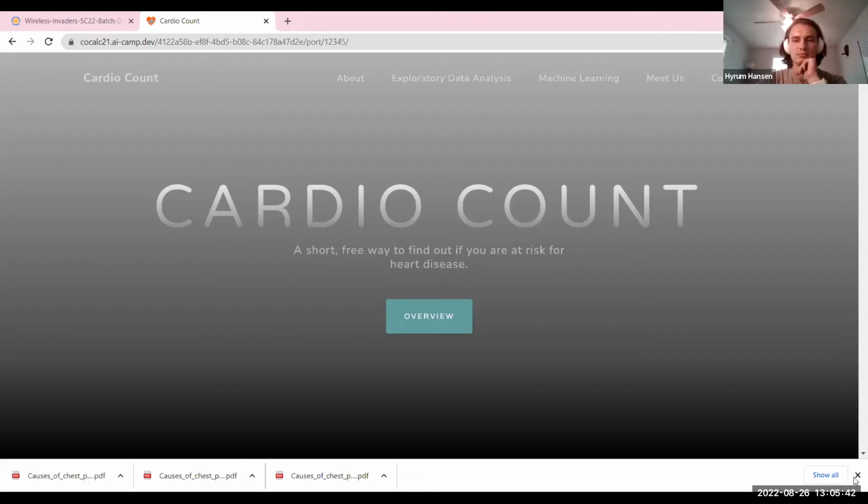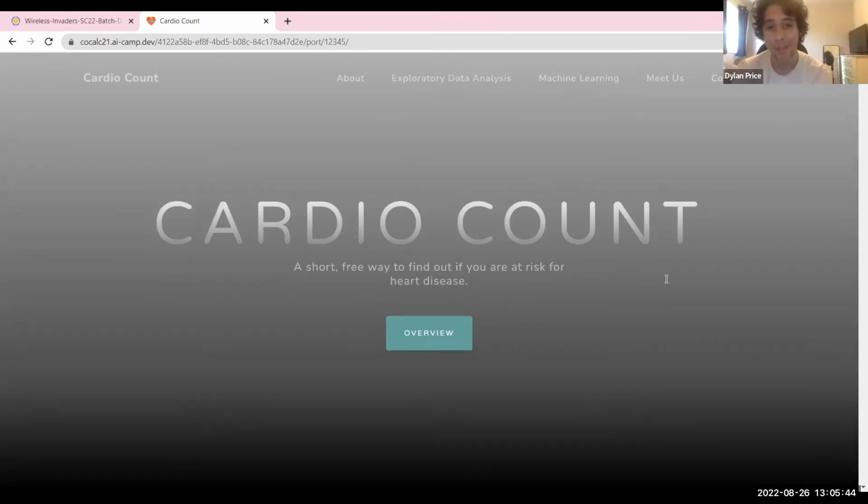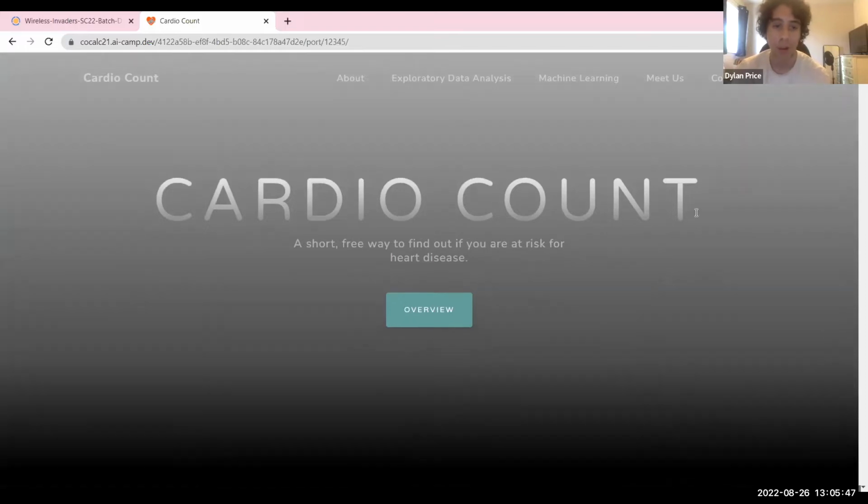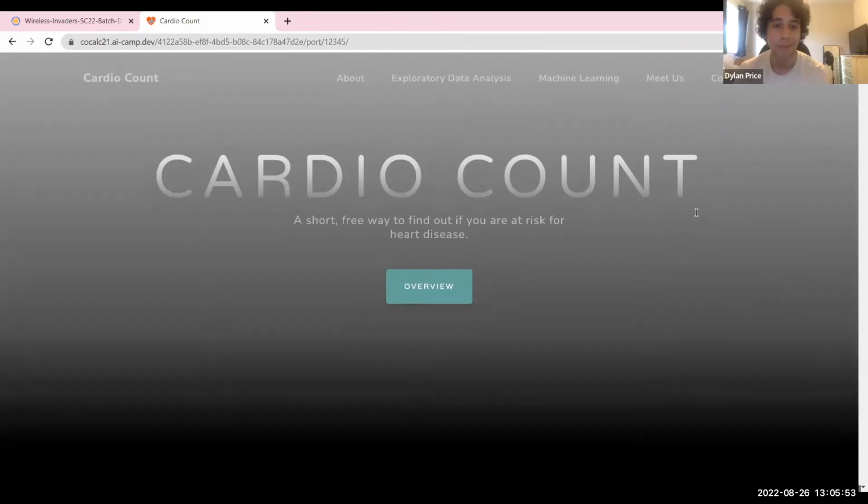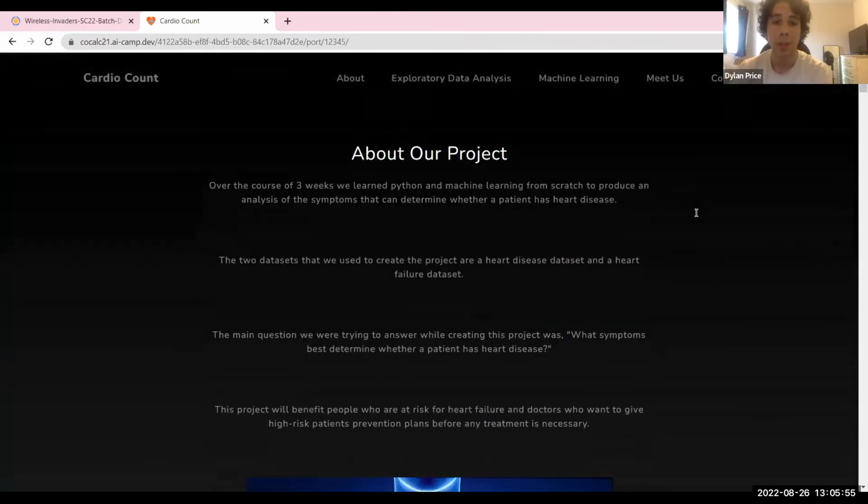So we're the wireless invaders, and our project is called Cardio Count. In this project, we looked at many different factors that can determine whether a patient has heart disease. So a little bit about our project.